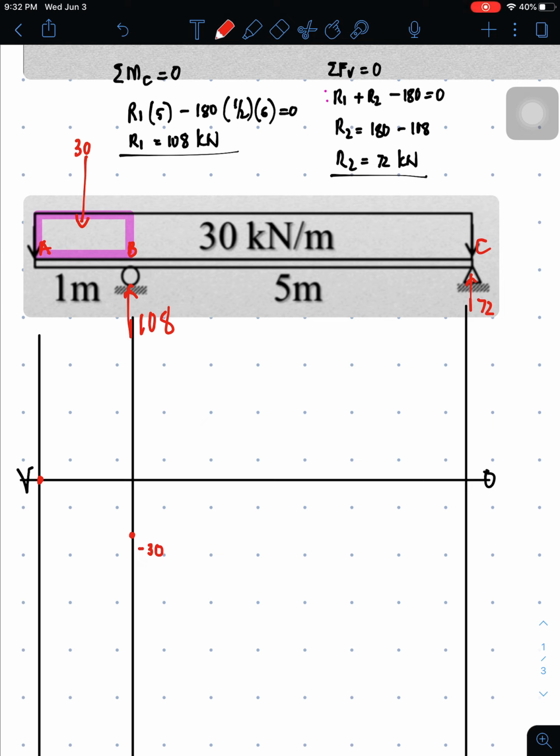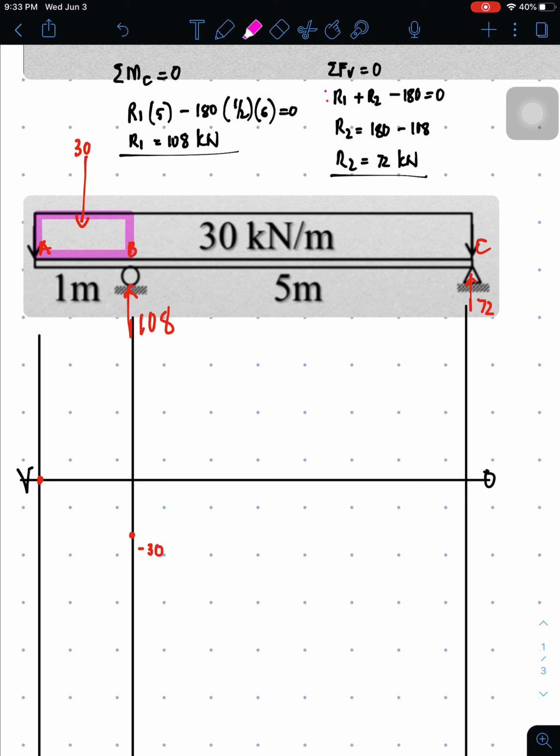After that, we are now going to get the difference of this 108 and negative 30. So get the difference: 108 minus 30, it's 78. So you plot using this one, 78 here. So the value is 78.